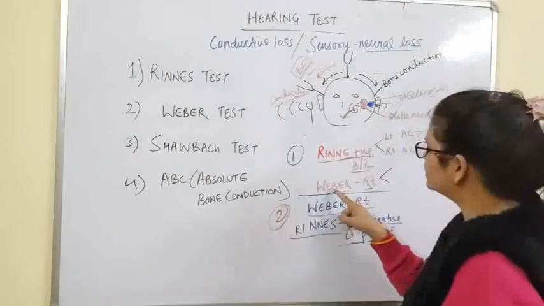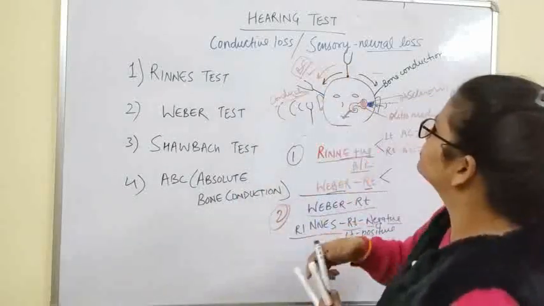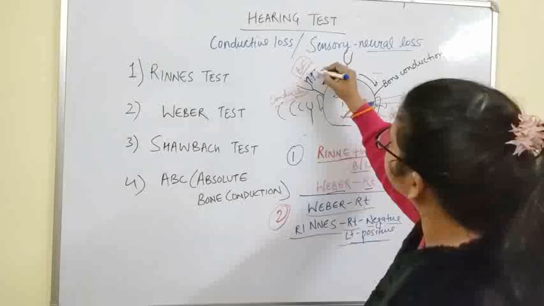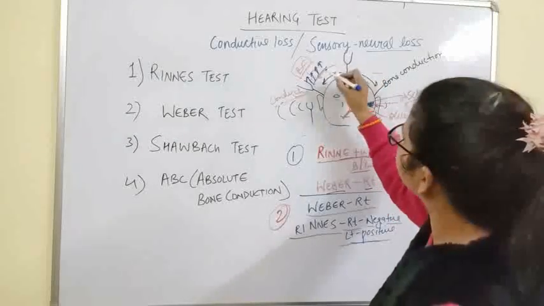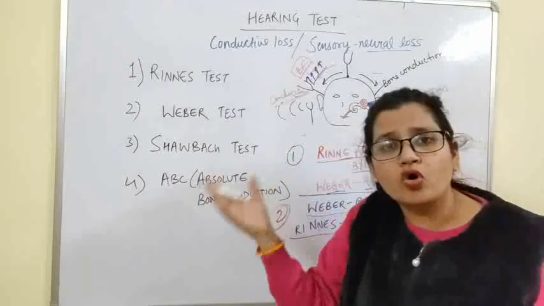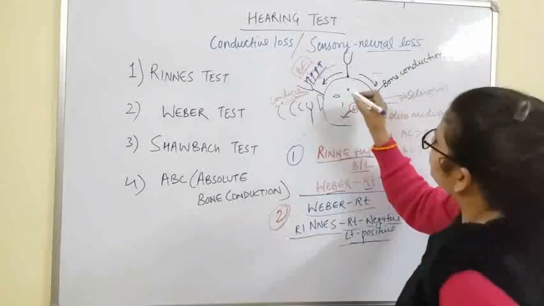And the second condition is Weber's is right oriented. What does that mean? Right side is more. More means high bone conduction. So here we are talking about bone conduction. So increased bone conduction here, we have more sound on the right side, lateralized to right. So what does that mean to you?